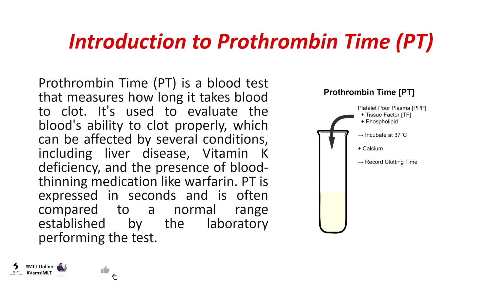Introduction to prothrombin time. Prothrombin time, PT, is a blood test that measures how long it takes blood to clot. It's used to evaluate the blood's ability to clot properly, which can be affected by several conditions, including liver disease, vitamin K deficiency, and the presence of blood-thinning medication like warfarin. PT is expressed in seconds and is often compared to a normal range established by the laboratory performing the test.